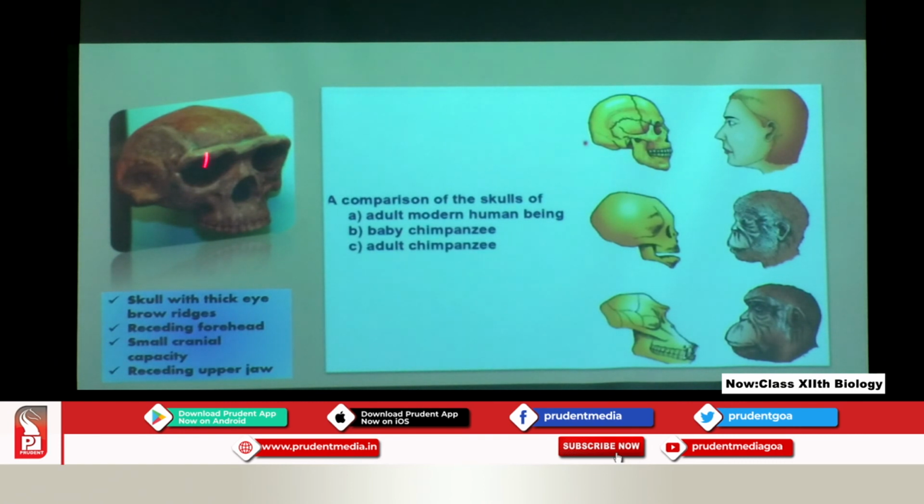Okay, so here is a picture to show you what we mean by prominent or protruding eyebrow ridges. Small cranial capacity: you can see the cranial capacity of the chimpanzee is much smaller than that of human beings. Receding upper jaw and receding forehead changed to flat forehead and flat upper jaw. Fine.